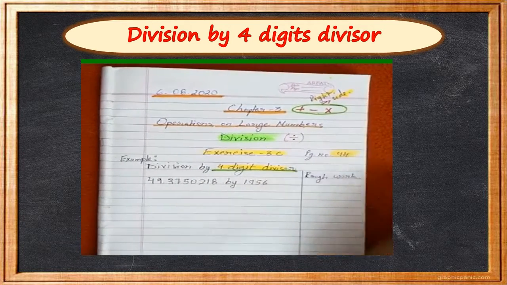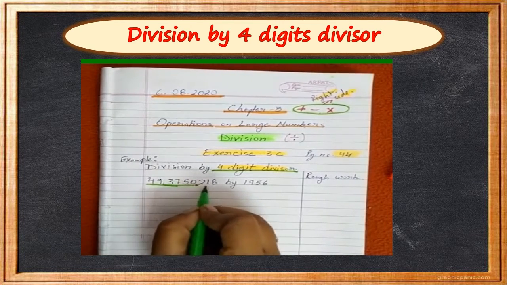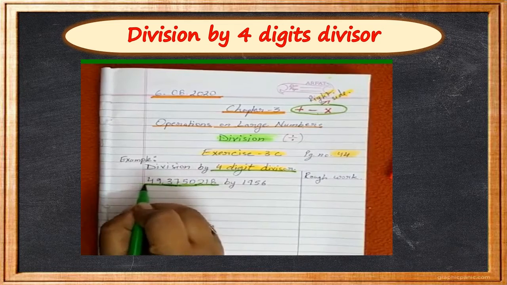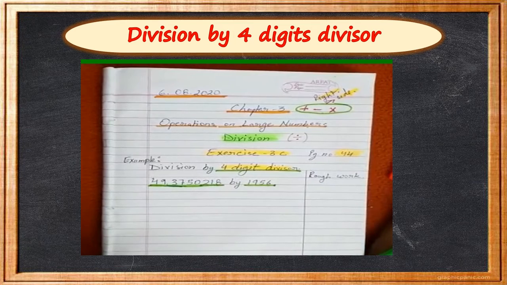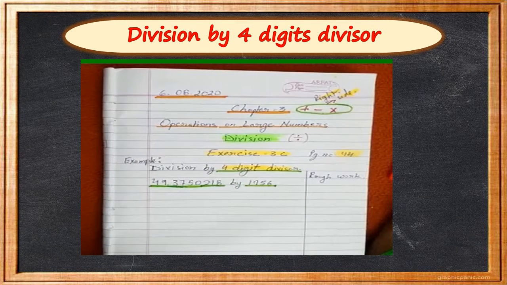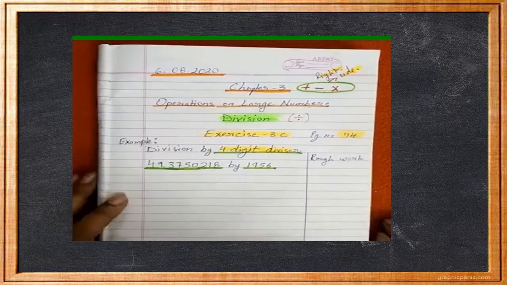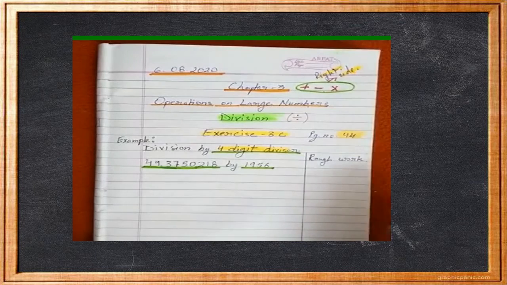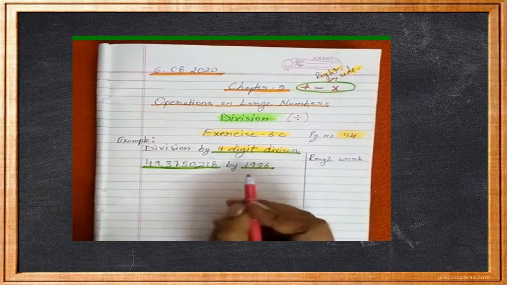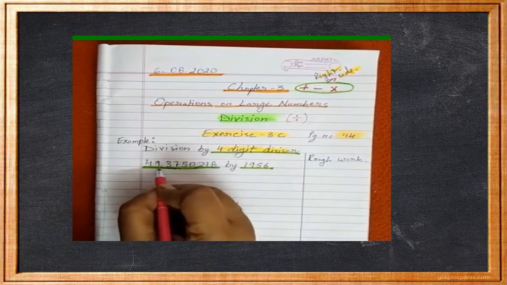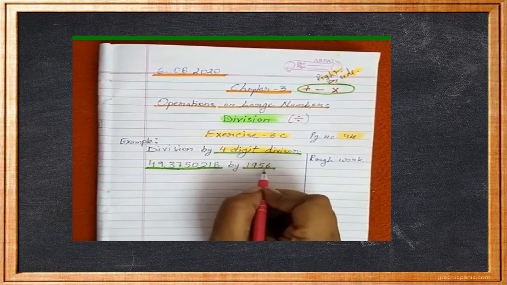Yes, children. And our division sum is 49 crore 37 lakh 50,218. And divisor is 1,956. This is our division sum. Now children, let's see how to divide large numbers with 4-digit divisors. So our division sum is 49 crore 37 lakh 50,218 by 1,956.